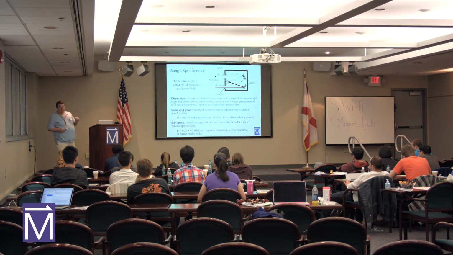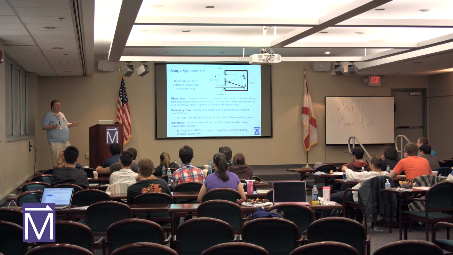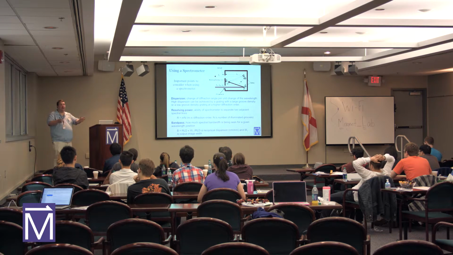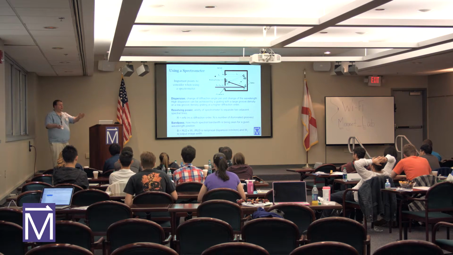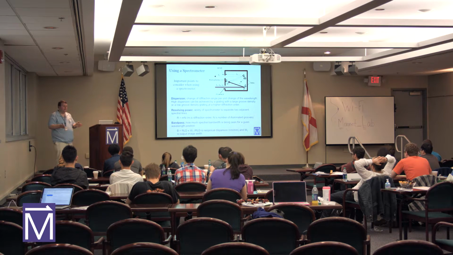So, important points to consider when using a spectrograph. One is the dispersion, all right? So, this is the change of the diffraction angle per unit change of the wavelength. And typically people want a high dispersion. Why? Because you're using the grating in the spectrograph to space out the different wavelengths of light so that you can analyze it. You want a large difference spatially between one wavelength and the next adjacent wavelength. And that gives you the ability to resolve changes in the spectrum.